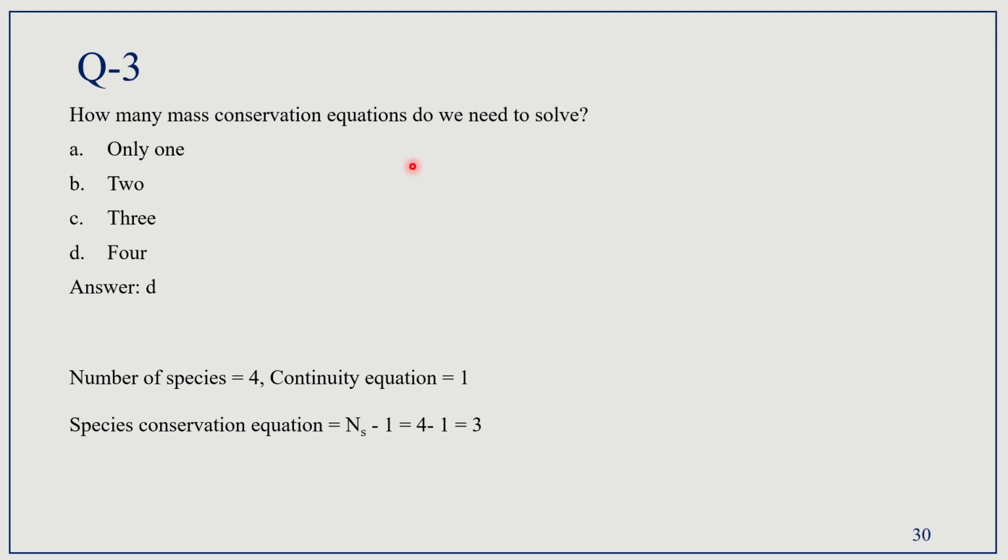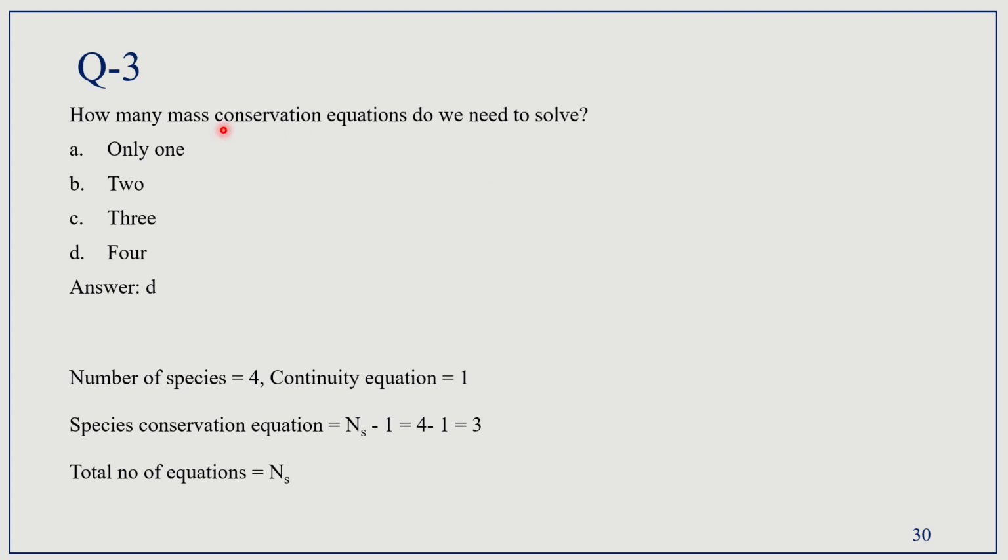If we add all the 4 equations, we would get the total mass conservation equation, which is accounted for in the continuity equation. So we are subtracting 1 from the species conservation equations, because we are already accounting for it in the continuity equation. Because if we solve for all 4, the total would be the same again, right? So there is no point in solving it.